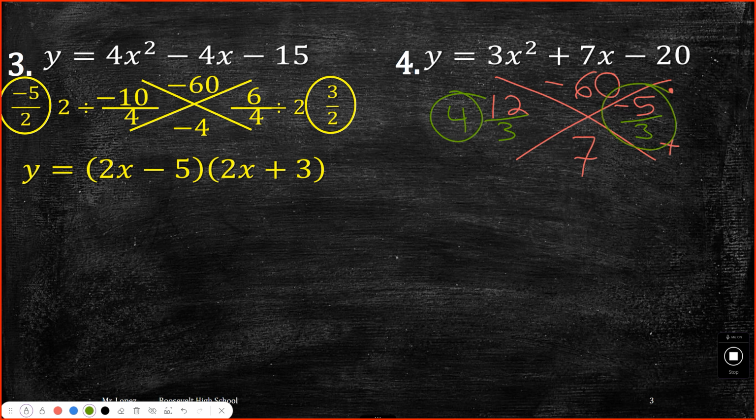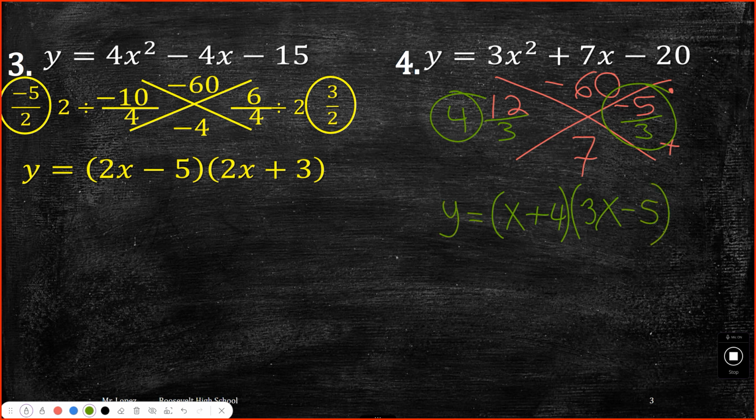So circle it. So this is just a very regular, you can put it over 1 if you wanted to. It's going to be 1x, but there's no reason to do that. It's just 1x plus 4. And then this one is going to be 3x minus 5.